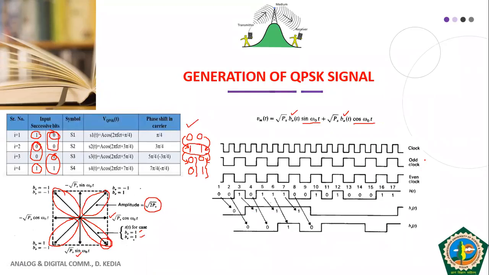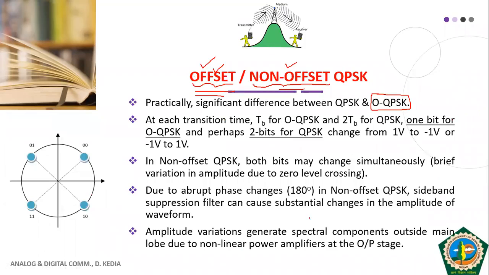So this odd clock and even clock will not have an offset of TB, they will change simultaneously. Means like this. If this is my odd clock, my even clock will also be like this. That means at the negative going edge of both even and odd, my bits will change. So there is a possibility that both bits will change simultaneously. If we follow such a thing, we call that non-offset QPSK. So this is the main difference between offset QPSK and non-offset QPSK.